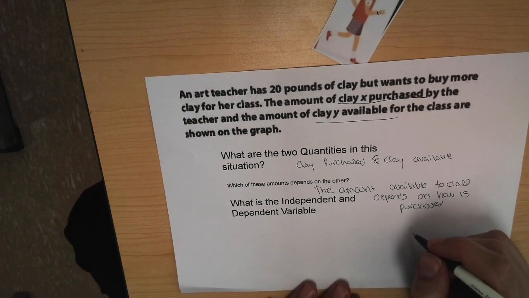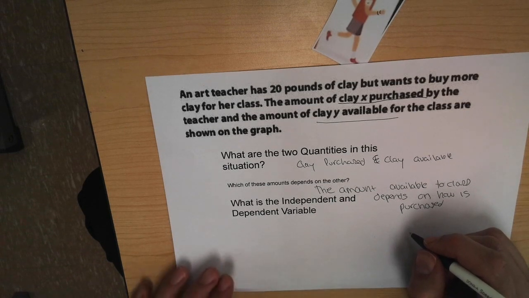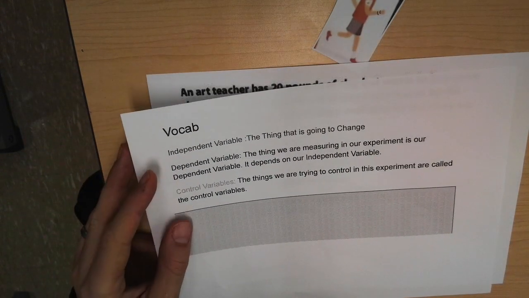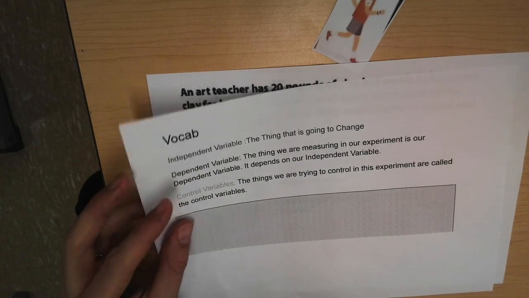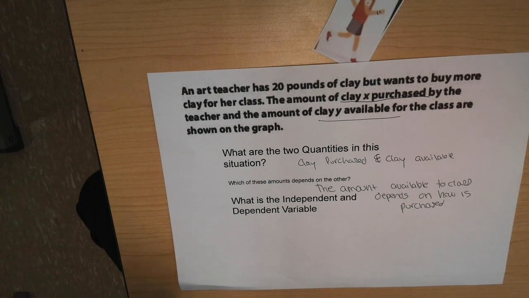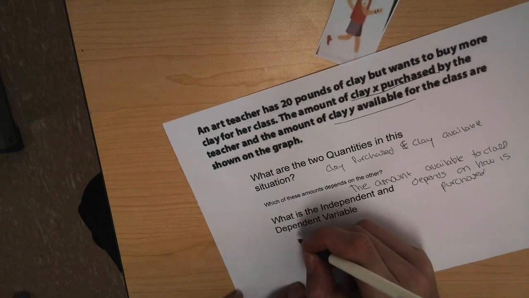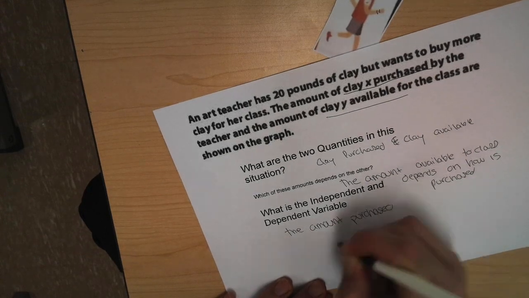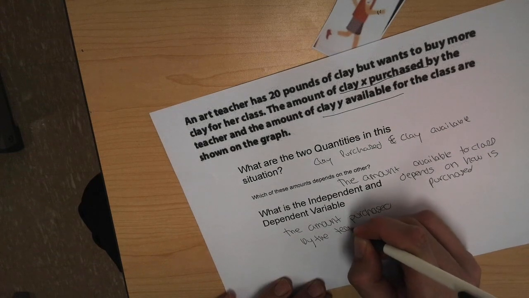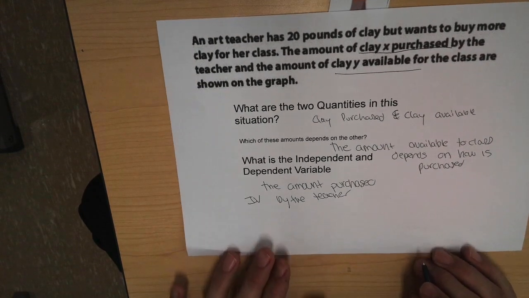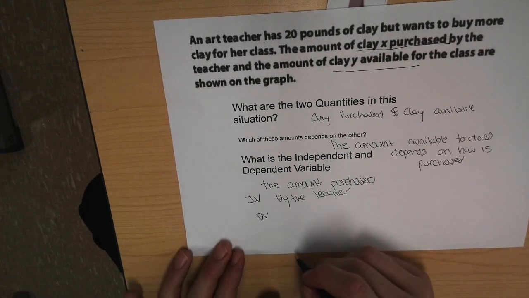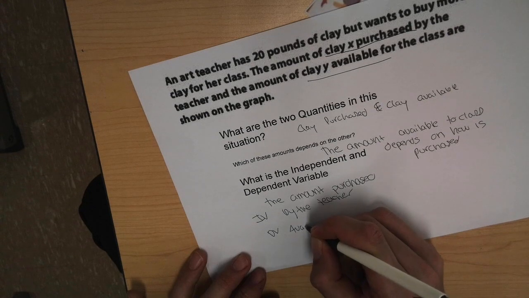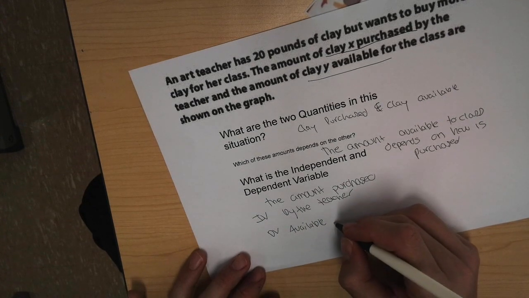What are the independent and dependent variables? If we think about our definitions, the independent variable is the thing that's going to change, and the dependent variable depends on the independent variable. So what is going to change? The amount purchased by the teacher. That is our IV, our independent variable. So what is our dependent variable? The amount available for the class, because the amount available for the class depends on how much is purchased.